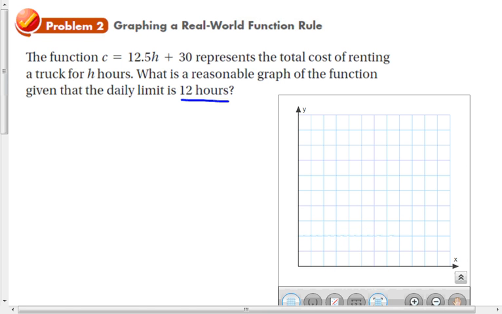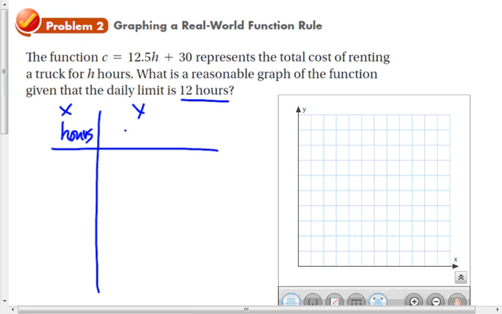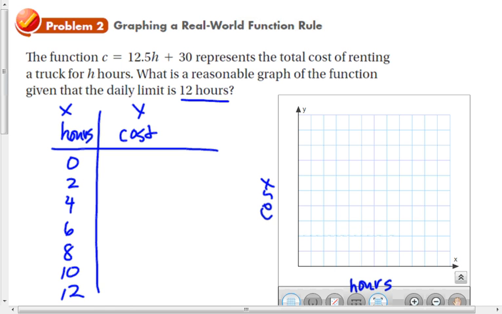So I'm going to start at 0 for my hours, and that's going to be on the x-axis, hours. And then my y is going to be my cost axis. So you can label those over here, cost and hours. And then a reasonable number of hours is from 0 to 12. I'm not going to do all of them. 2, 4, 6, 8, 10, 12. And then to find the cost, we need to take 12.5 times my number of hours, and then add 30 for each of these.